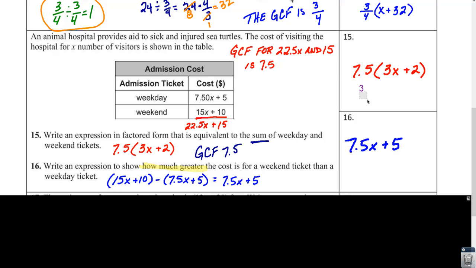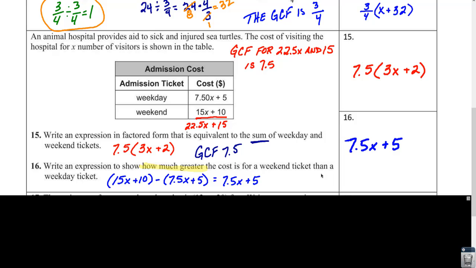Let's get rid of that. So, greatest common factor for 22.5 and 15 is 7.5. 7.5 is the biggest thing that goes into each. So when it says write an expression in factored form that is equivalent to the sum, which is adding weekday and weekend tickets, we're taking out 7.5 from both of these. First, 22.5 and 15. Then we have the greatest common factor, which is 7.5. So our factored form would be 7.5 times 3x plus 2.